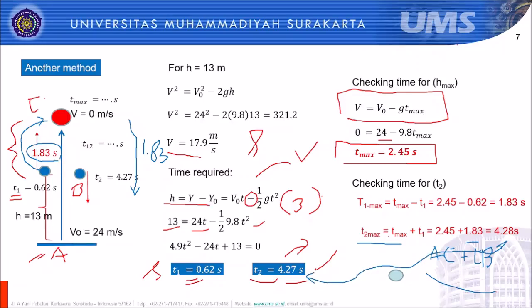This is the reason why we have two values. The first value refers to the time of movement from A to B before reaching the maximum point, and the second value is 4.27. This is the second time, the movement after reaching the maximum point.